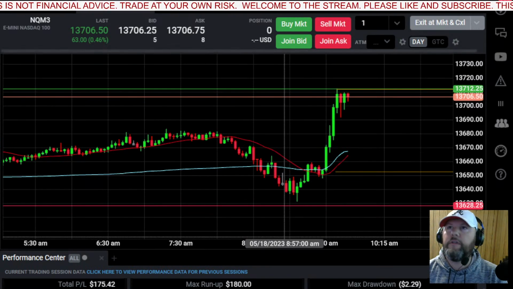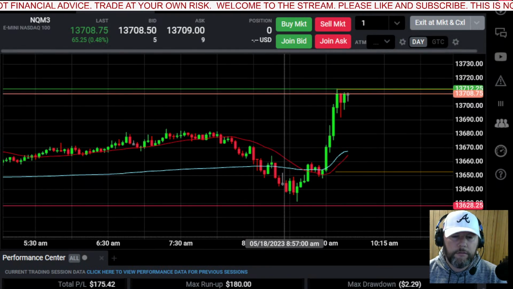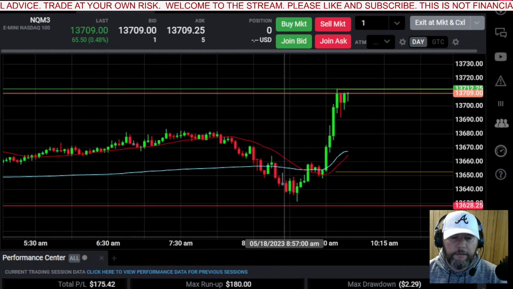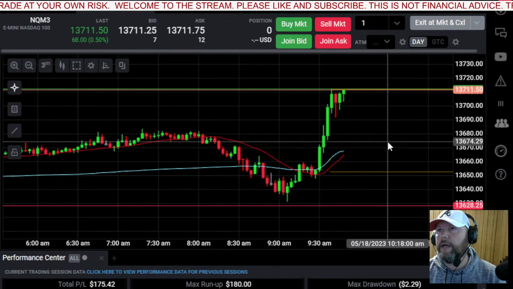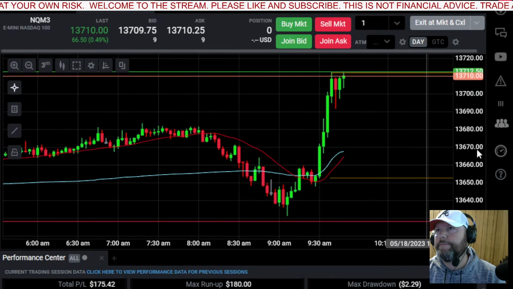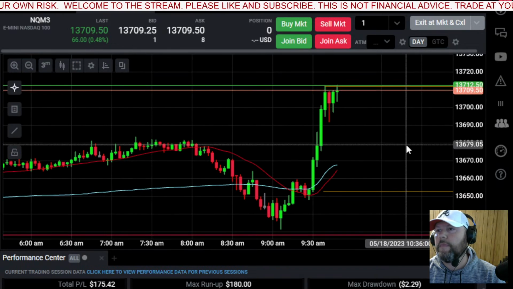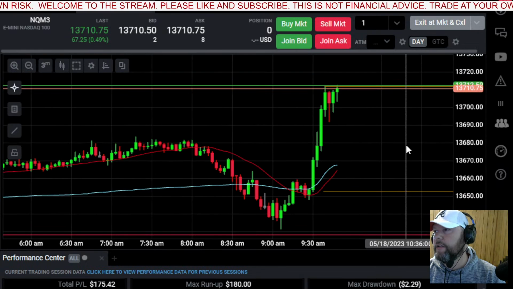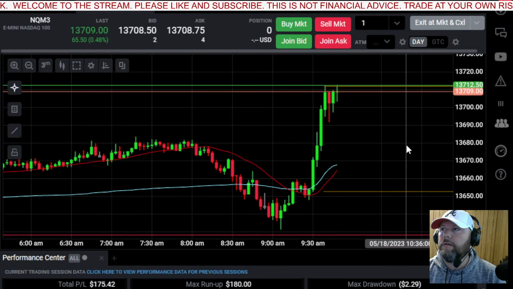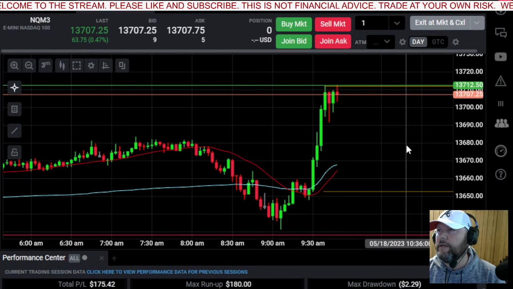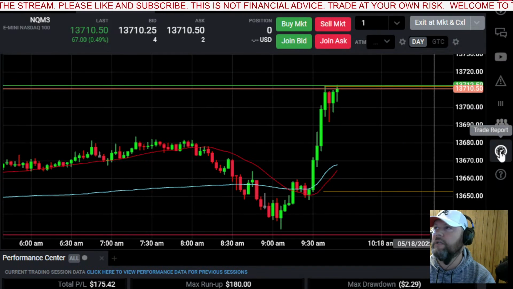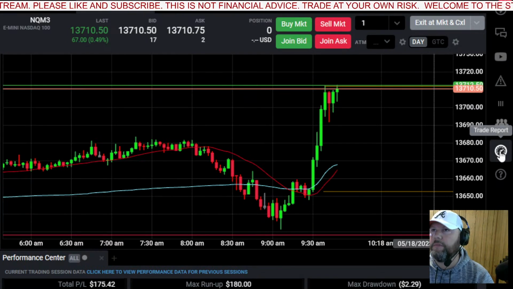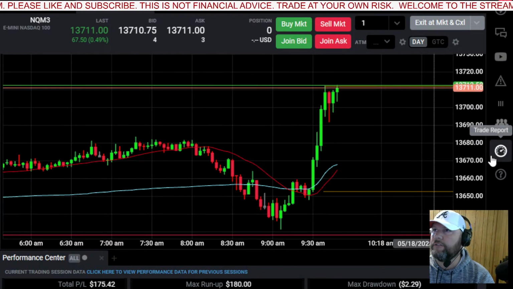So the ES is kind of in the middle of that range, 73 to 65. That first 15-minute candle there. Nasdaq trying to break out of this range. Dollar's making a new high, which is kind of scary. We should be moving down if the dollar's moving up, but we're not. Dollar went straight up, Nasdaq went straight up, so an interesting divergence.